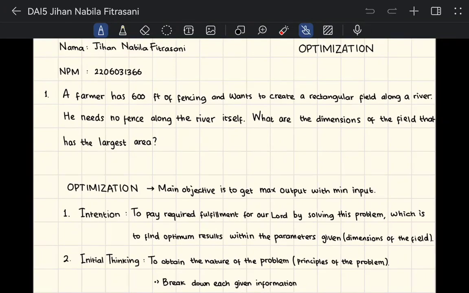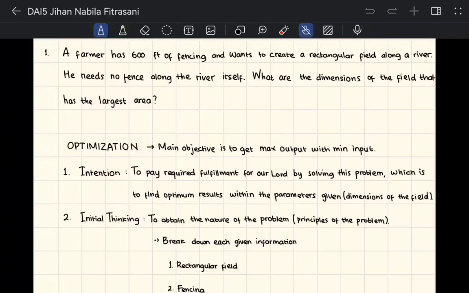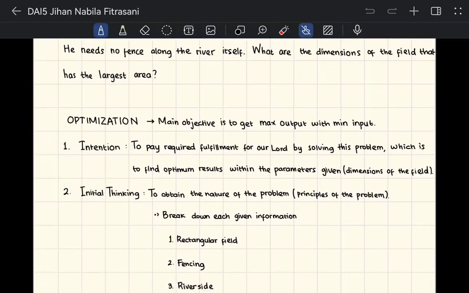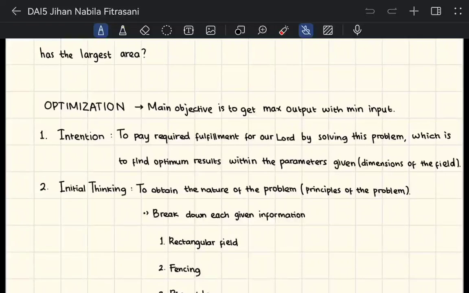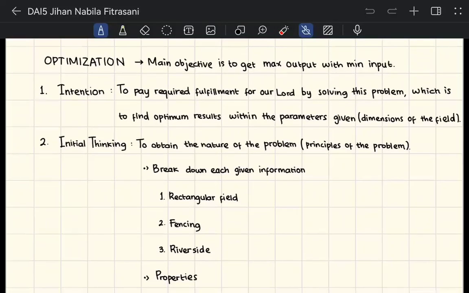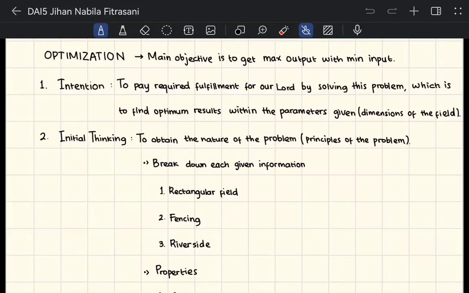Since we need to know what optimization is first, optimization is a process whose main objective is to get a maximum output with minimum input. With that in mind, we can get into the DIE5 steps. I will not explain what DIE5 is again because I've explained it many times in my previous videos from the early part of this semester. I'll just get into what each point of DIE5 will be filled with.